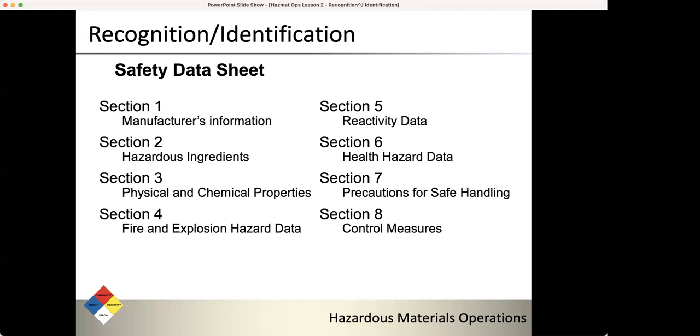Any health hazard information, and precautions for safe handling, like do we need gloves, do we need a respirator, do we need a shield. And then also control measures, like some things react to organic material, so you don't want to try to create a dike around it with dirt, things like that. Don't put water on it. So that's the general information that's included in all SDS. We just don't know what order it's going to be in.